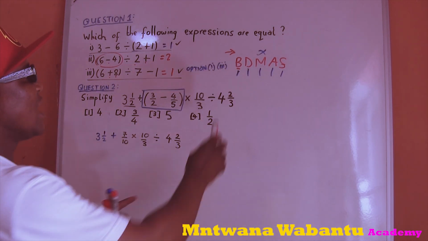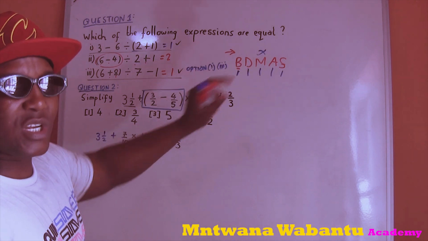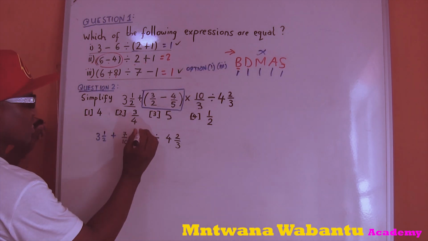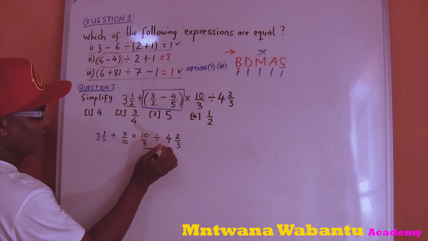Do you have another bracket? No. Division. Do you have a division? Now we go. Oh, I have a division. These two here, this one I have to divide.